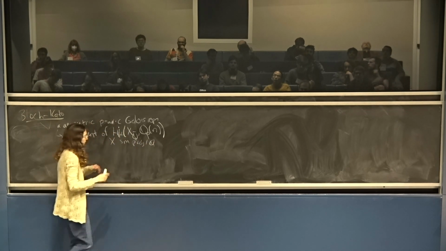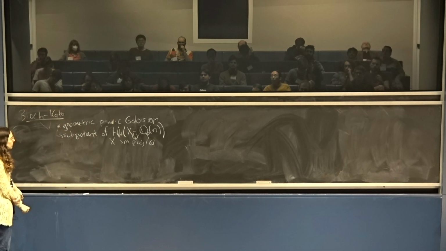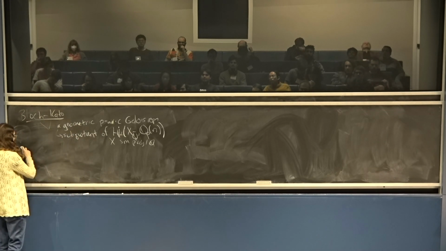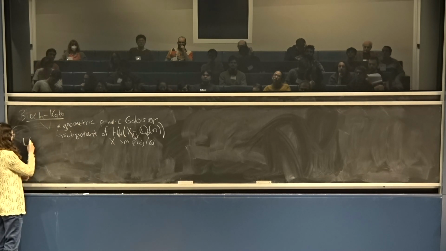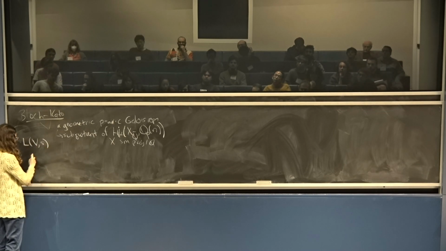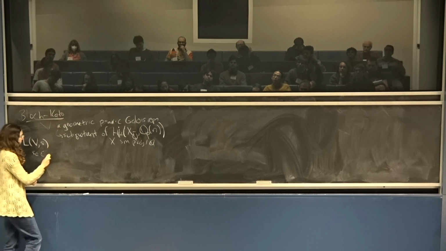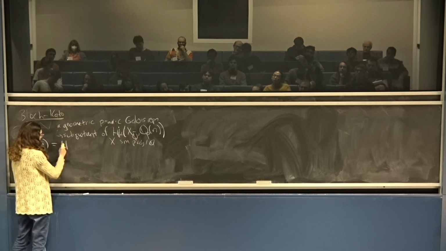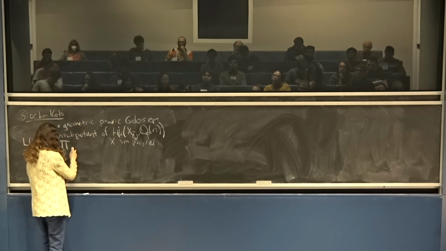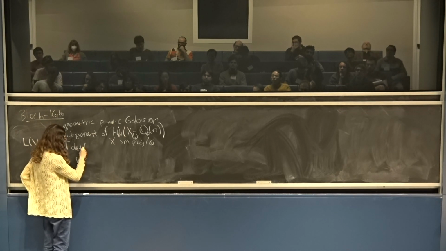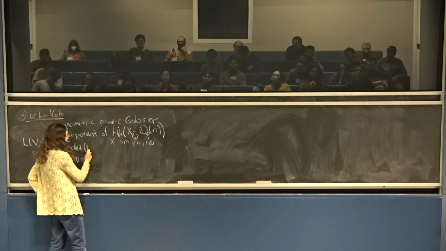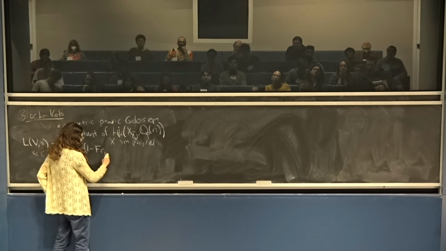It could be over a number field, but let's just stick to Q. Okay, and so to such a thing, you can associate an object called the L function. So this is a function of a complex variable defined by an Euler product, where the local factors, at least I'll write them down when l is not equal to p. When l equals p, you should do something different. The local factors look like this.